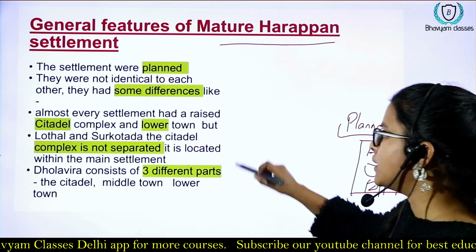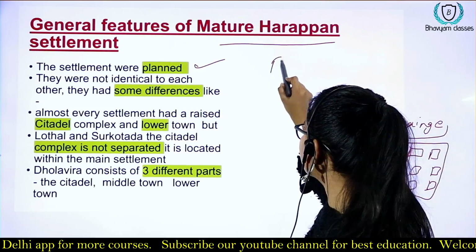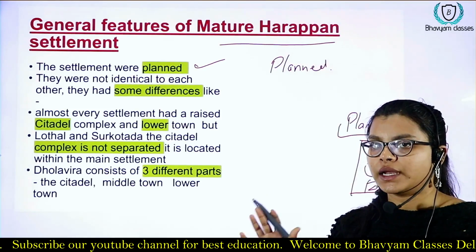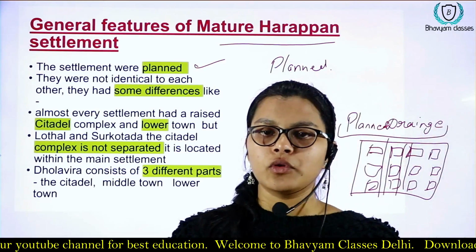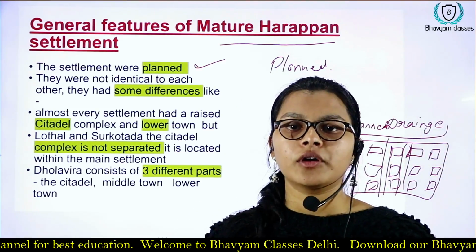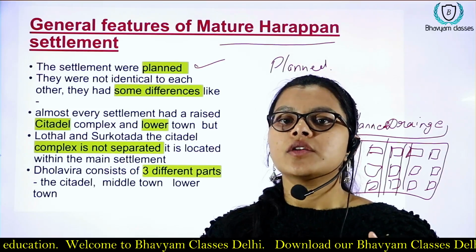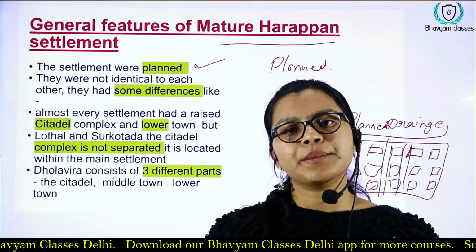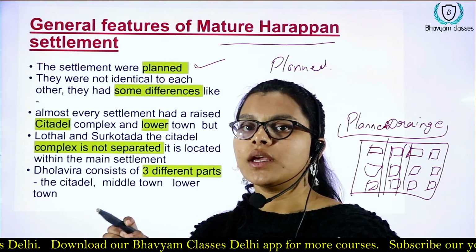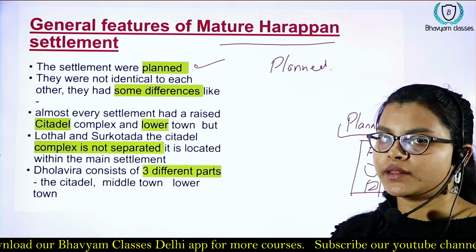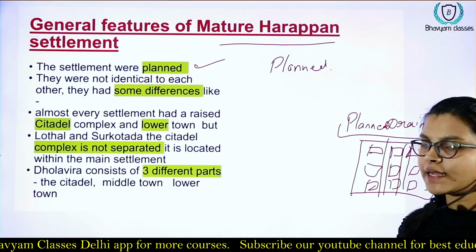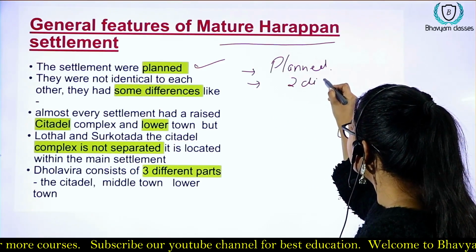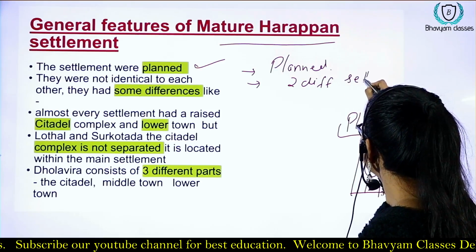So the settlements were planned. First important thing, they were planned. Fine. Like I told you about several sites, Mohenjo-daro, Harappa, Kalibangan, Dholavira, and all these things. These sites have more or less similarity, but some sites are very, very different, and those differences make them important. Like, all the sites have two different settlements.